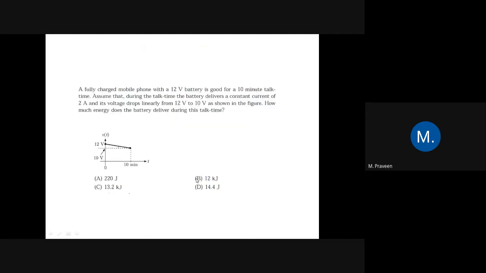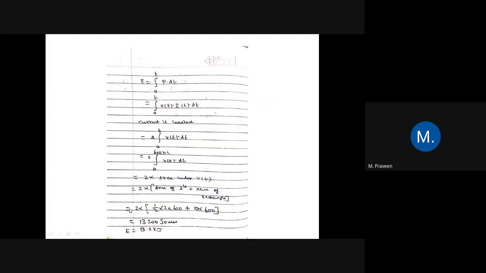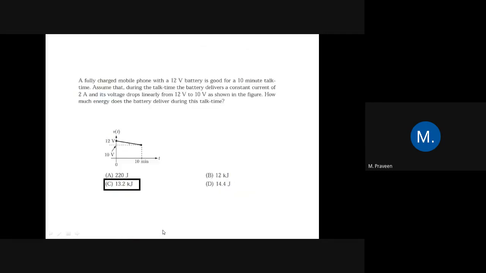Now if you multiply and add, finally you will be getting the value as 13,200 joules. All the options are given in terms of kilojoules for option C. Therefore, we can write 13.2 kilojoules. So the answer for the question is option C, which is 13.2 kilojoules.